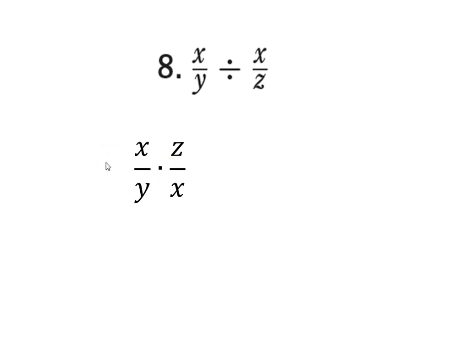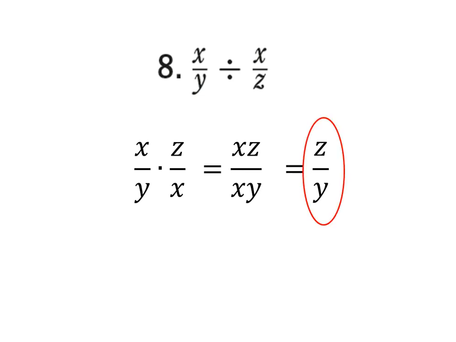Multiplying fractions is as easy as just multiplying across. We have x times z, which is xz. And then we have y times x, which is yx, or I wrote it as xy here. Now this can be simplified because we have an x in the numerator and an x in the denominator. These two cancel out, so they're gone. X divided by x is 1, leaving us with 1. But we have the z over y still there, so this simplifies to z over y. So x over y divided by x over z is z over y.